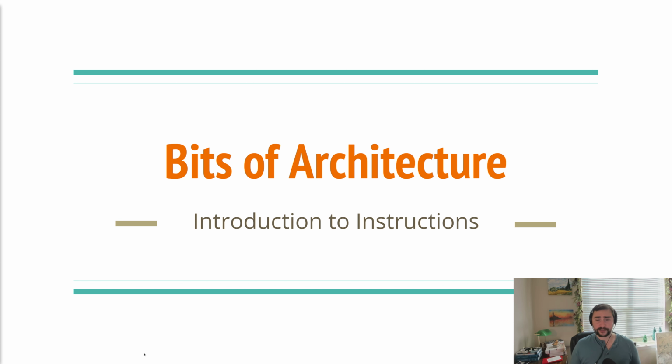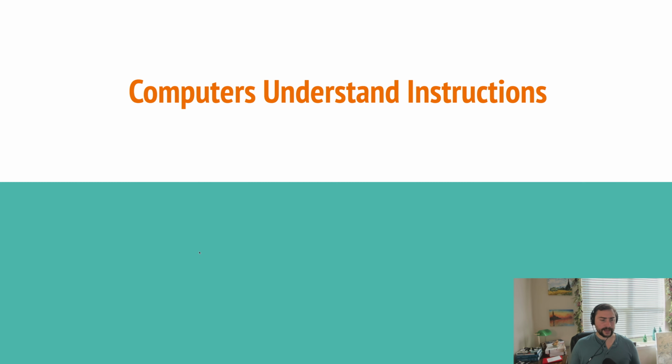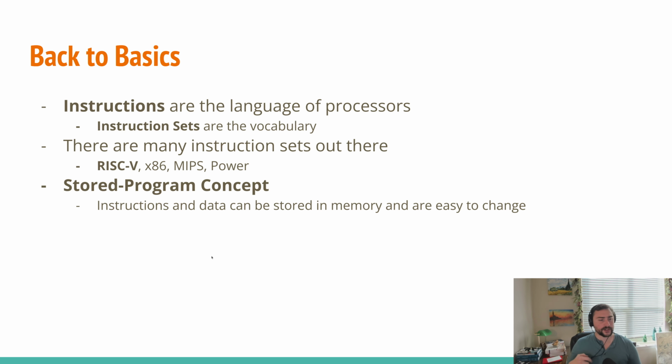So in this episode of the series, we're going to have an introduction to instructions. As we've talked about in previous episodes, our computers understand instructions, right? Instructions are just the language of our processors, and we can think of instruction sets as being the vocabulary. Our processors can perform a fixed number of operations, and those are exposed to us through these instruction sets and these instructions. This is a constraint that we have to work within.